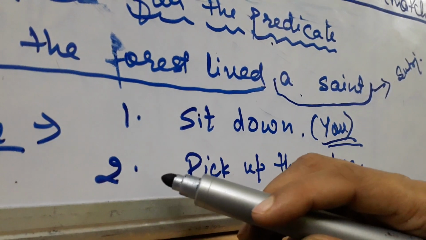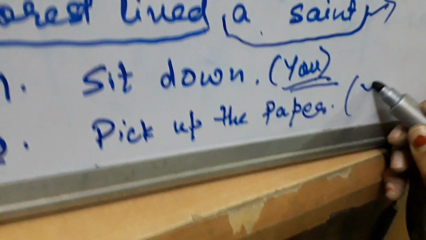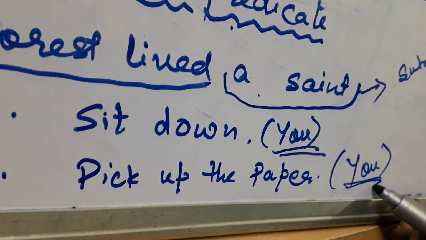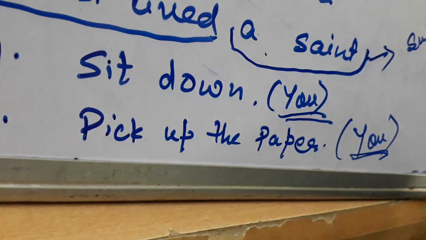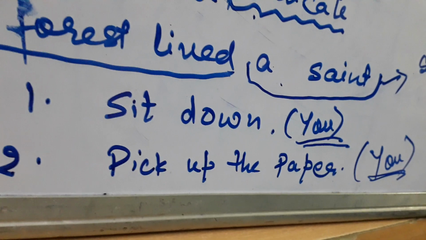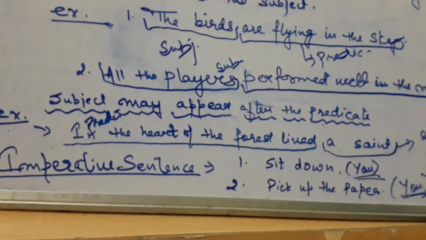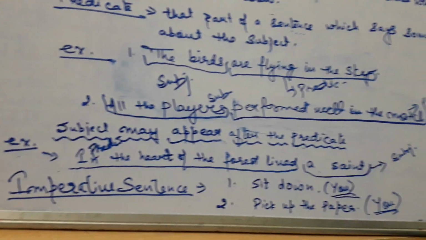Similarly, if we take the next example, pick up the paper, it means you pick up the paper. So you is the implied subject, which is not stated. So children, once again, please note that in an imperative sentence, the subject is not stated, it is implied, and it is always you.